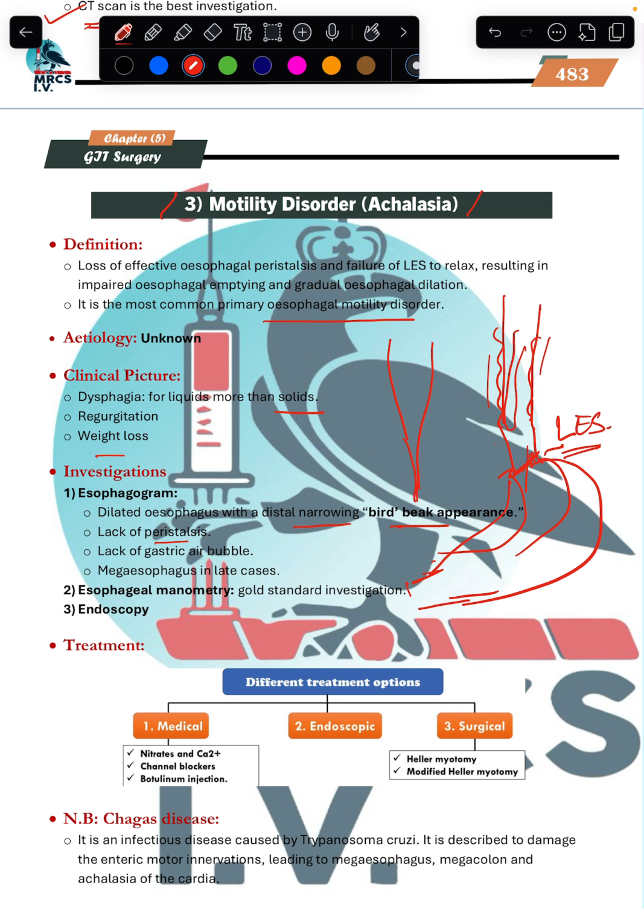There is lack of peristalsis on esophagogram. So you give a barium swallow and take the X-ray. You see the bird beak appearance, peristalsis not seen, and the gastric bubble is also absent. Megaesophagus, with dilatation, will be there in late cases. Manometry is the gold standard: esophageal manometry to diagnose achalasia. Endoscopy is done to see it.